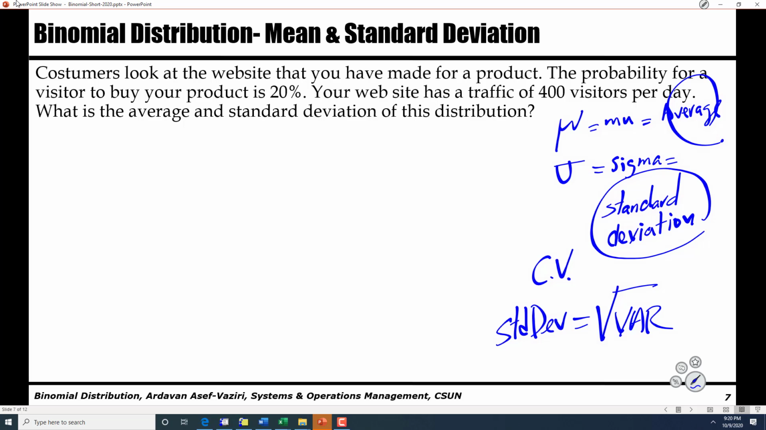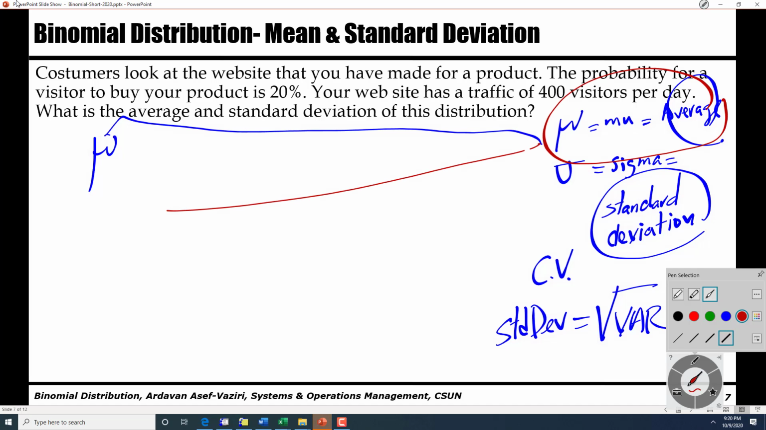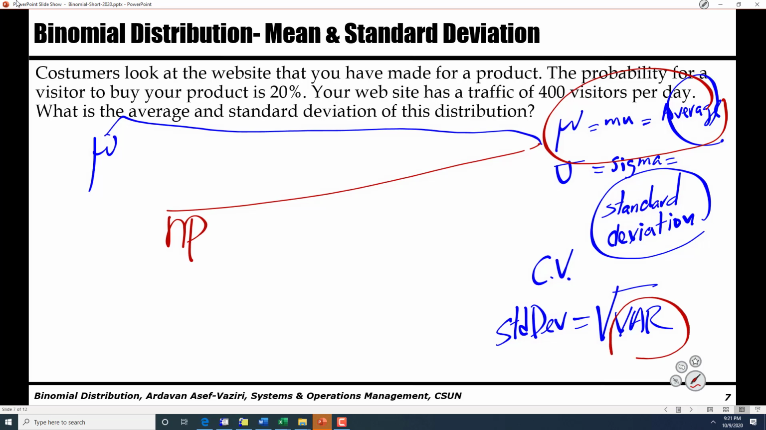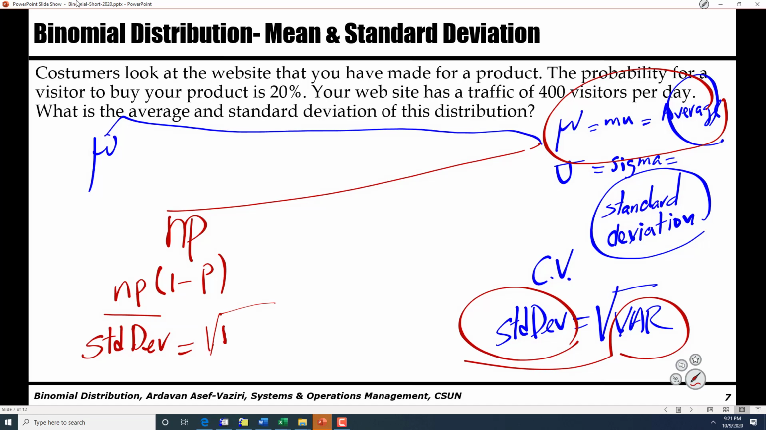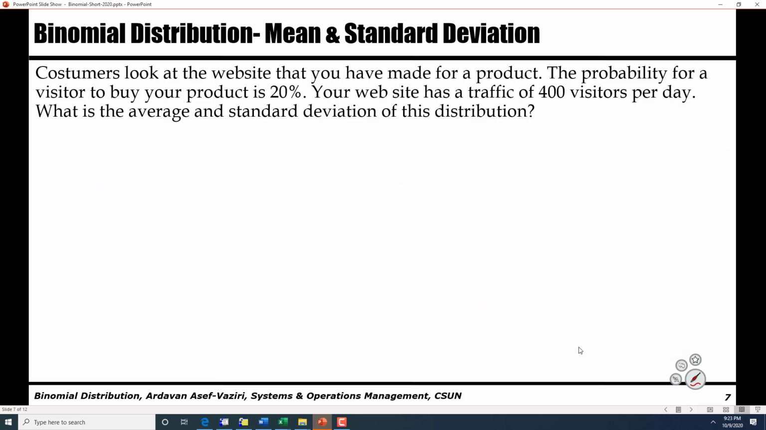In binomial distribution, mu or average is equal to NP, and variance is equal to NP times 1 minus P. Therefore, standard deviation is equal to square root of NP times 1 minus P. And coefficient of variation is standard deviation, which is square root of NP times 1 minus P divided by NP. Therefore, average mu is equal to NP.